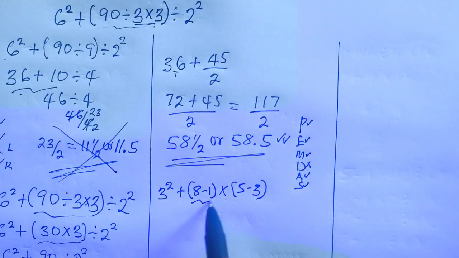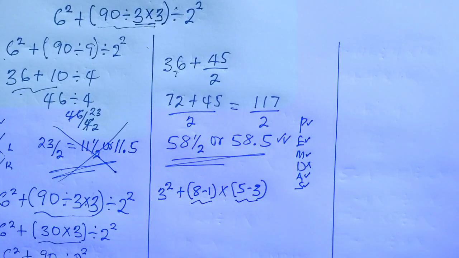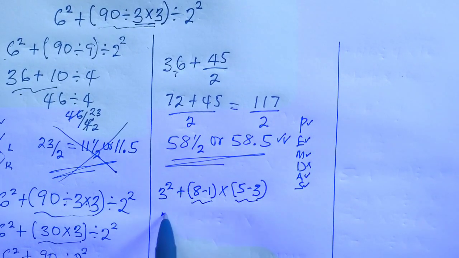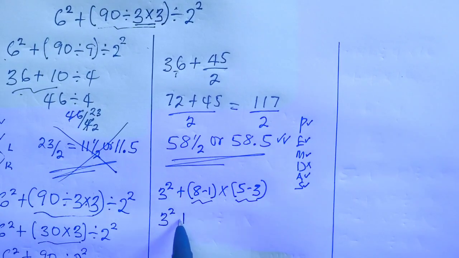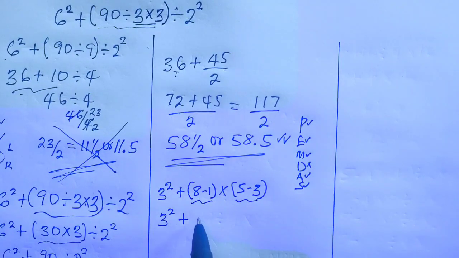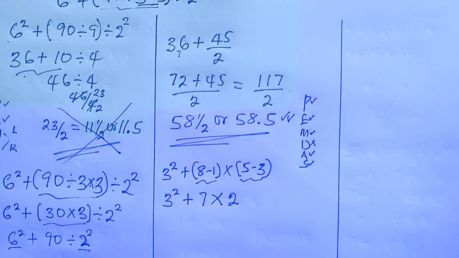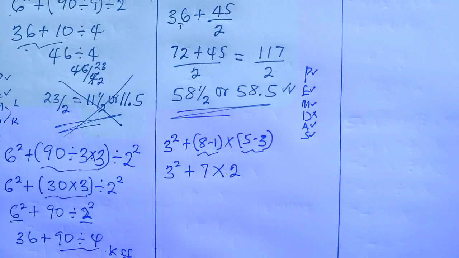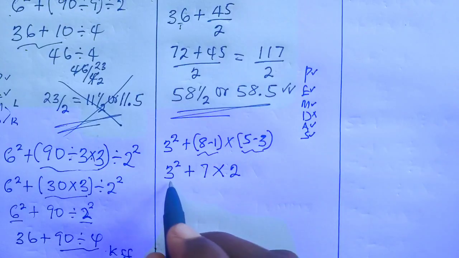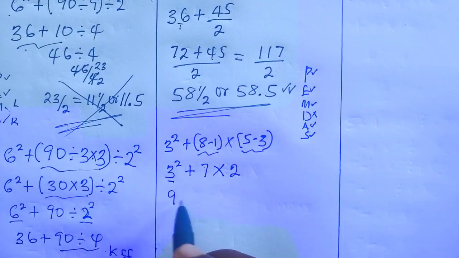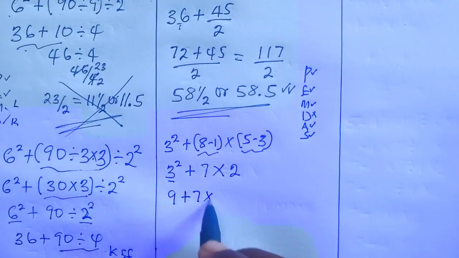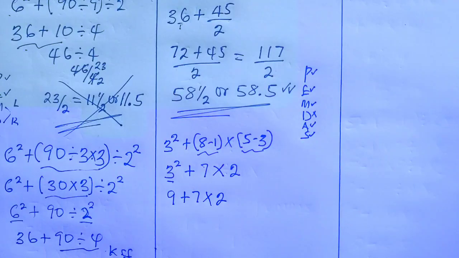We are going to simplify these terms inside the parentheses here, and the expression becomes 3 to the power of 2 plus 8 minus 1, that gives us 7, multiplied by 5 minus 3, that gives us 2. And next, we are going to consider exponents. If you simplify this, 3 to the power of 2 gives us 9, plus 7 multiplied by 2.